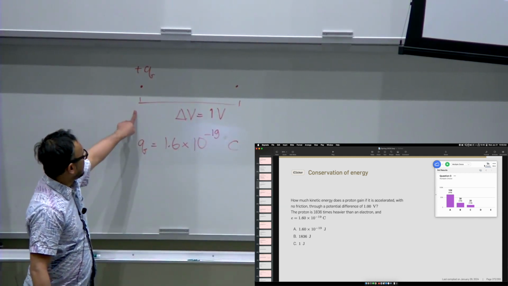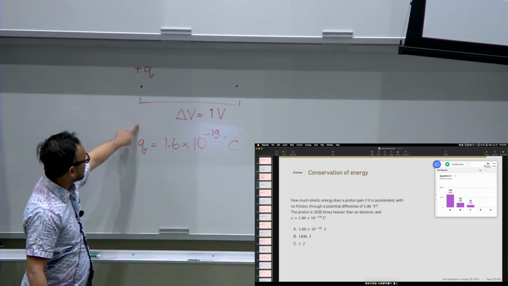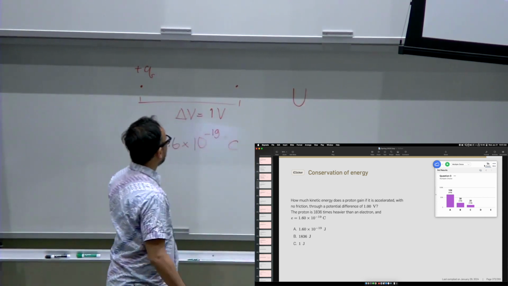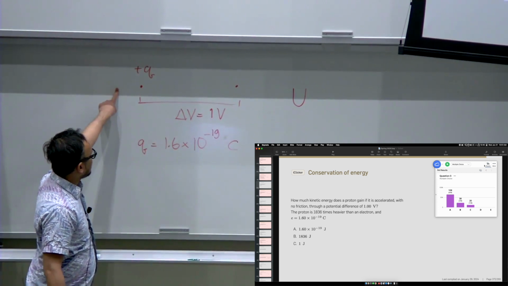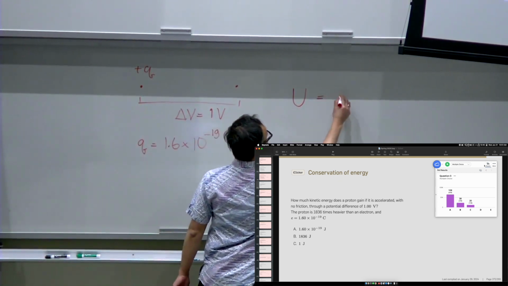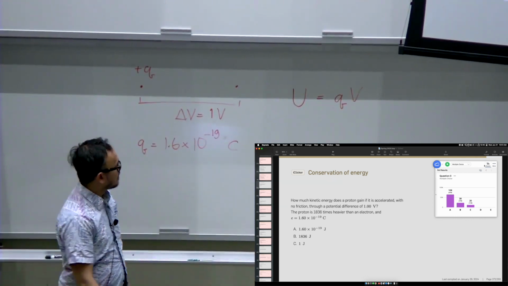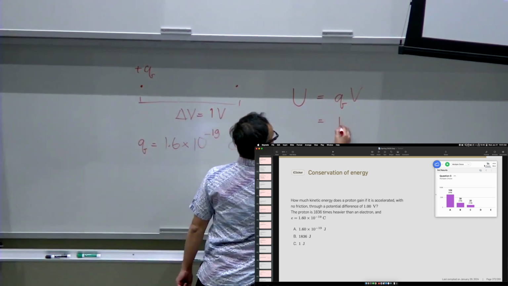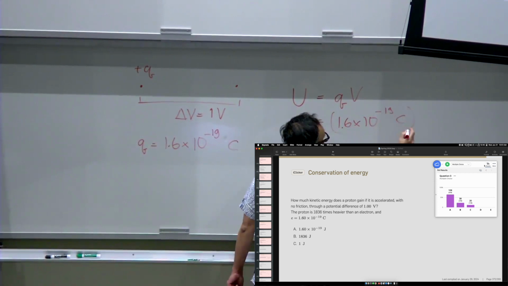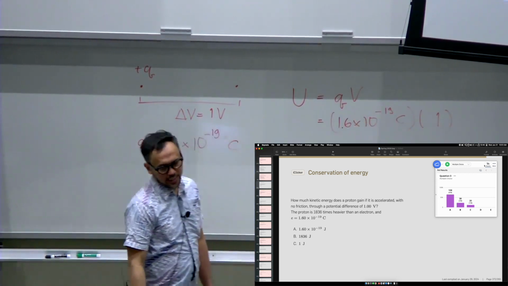So basically here, the proton will convert potential energy, I think your book used the symbol U, to kinetic energy. So the potential energy is basically just Q times V. What is Q? Q is 1.6 times 10 to the minus 19 coulomb, and V is 1. So the answer is A.